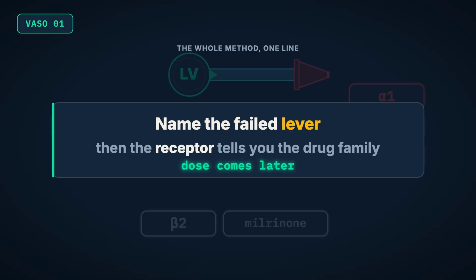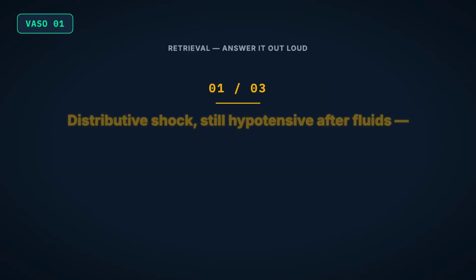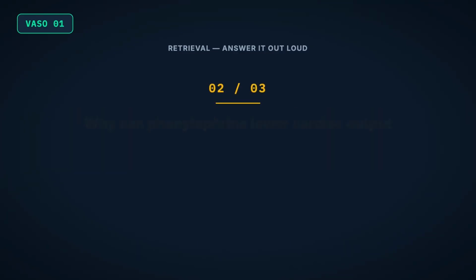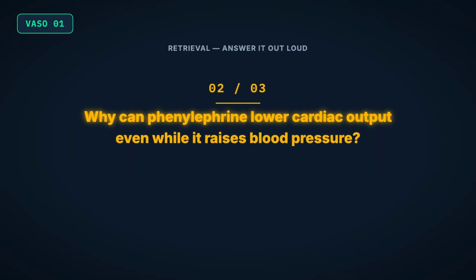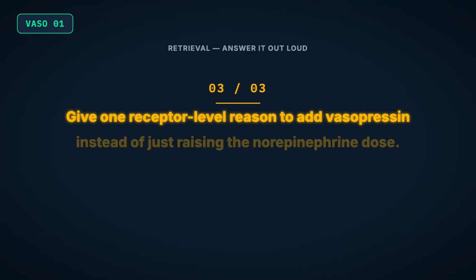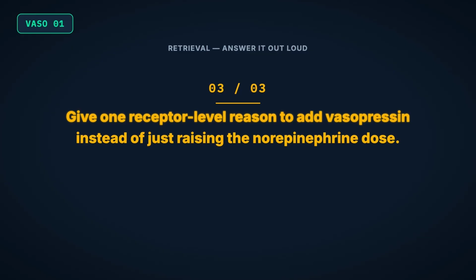Three questions. One. A distributive shock patient is hypotensive after fluids. Which lever and which drug is first? Two. Why can phenylephrine lower cardiac output even while raising blood pressure? Three. Give one receptor-level reason to add vasopressin instead of just raising norepinephrine dose. Answers are pinned in the comments.